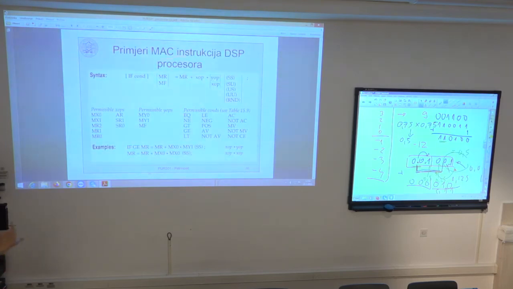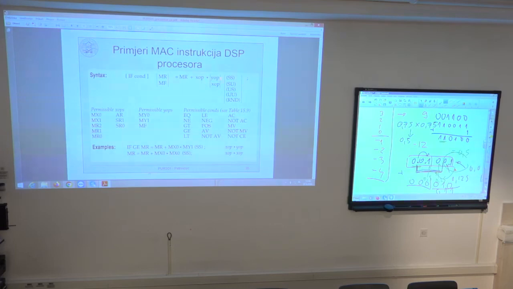This here is the syntax of the multiplication operation. So all possible combinations of the multiply instruction: multiply result is equal to multiply result plus x operand times y operand. It can be without this accumulation, so it can be MR equal to only this here. So this is an example of the instruction with accumulation.